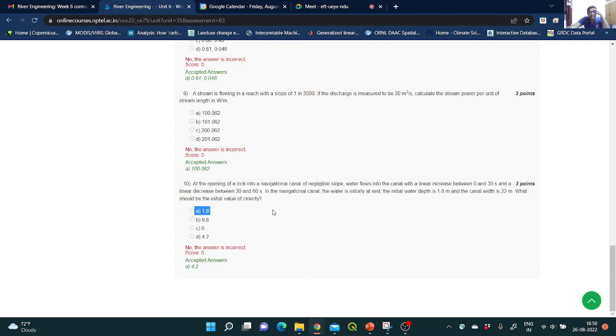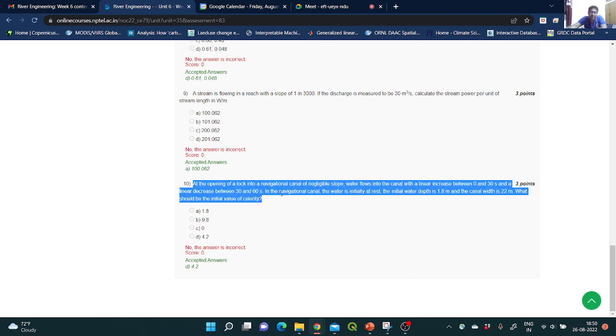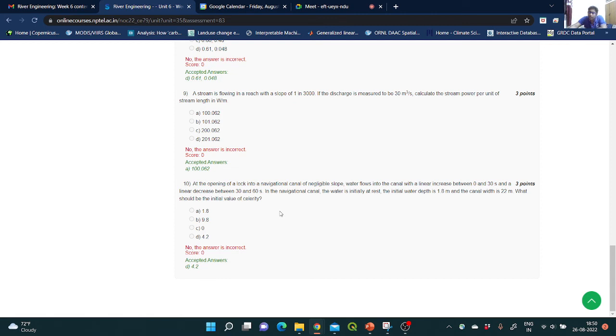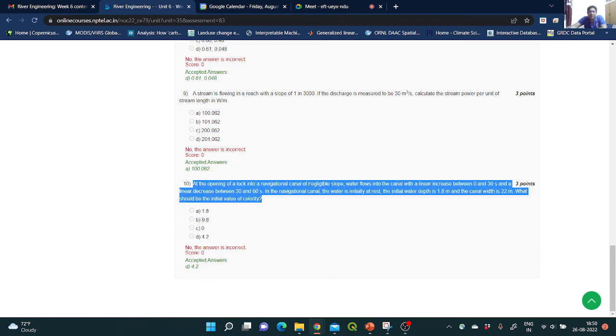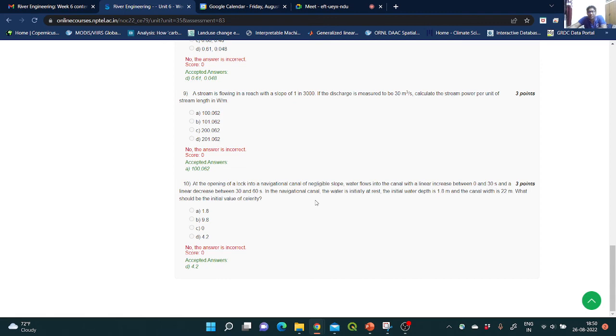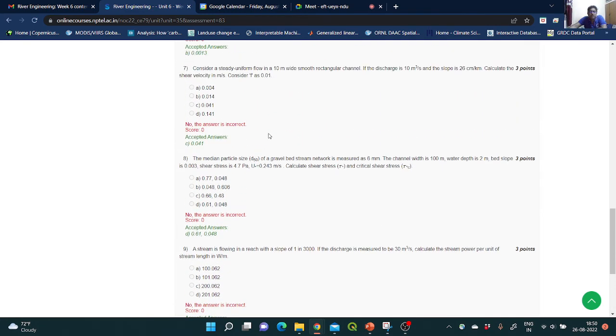I have checked it, but in order to explain it in a nice way, I would require around 20 to 30 minutes just to explain the method of characteristics. It's a very famous method for open channel flow and in courses of advanced hydraulic engineering. But just to start with the basics, it would take me around 20 to 30 minutes. So I thought of skipping it or discussing it in the next class. But this is a correct answer. 4.2 is the correct answer.